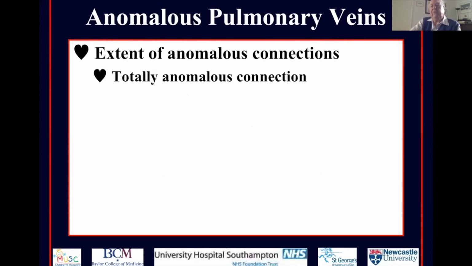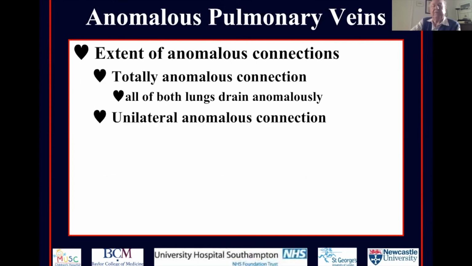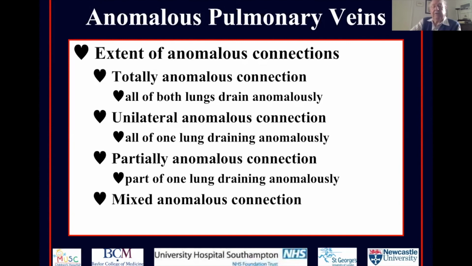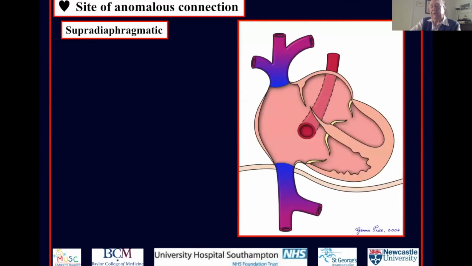So if the pulmonary veins do drain anomalously, they can do so in total fashion, and that happens when all of both lungs drain anomalously. They can do so in such a way that only one of the lungs drains anomalously, and that is unilateral anomalous connection. But also we can have partially anomalous connection, part of one lung or part of both lungs draining anomalously, and of course we can have any combination of the above.